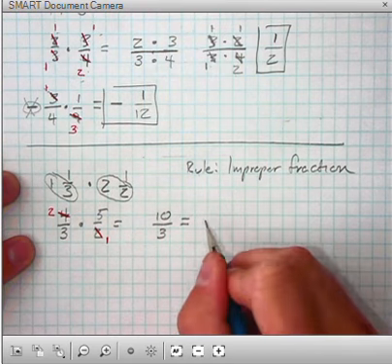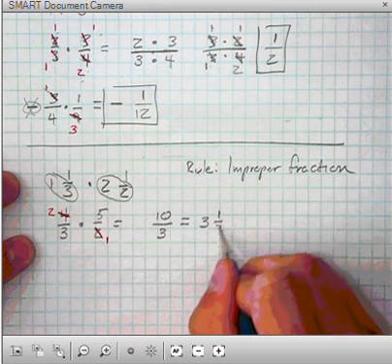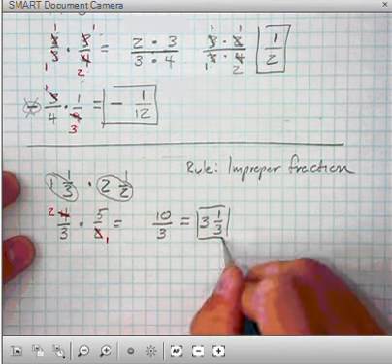3 goes into 10 3 times. 3 times 3 is 9, so there'll be 1 left over. So your answer is 3 1/3.